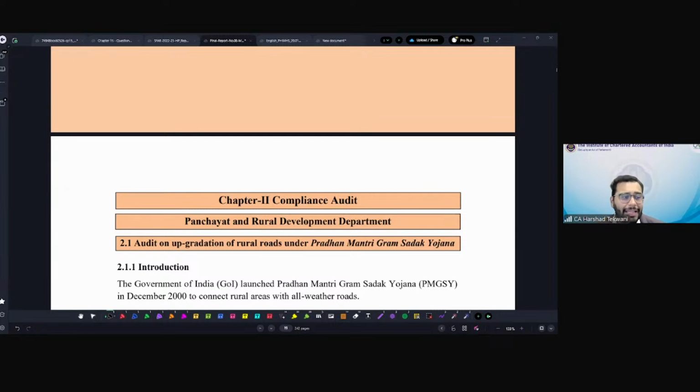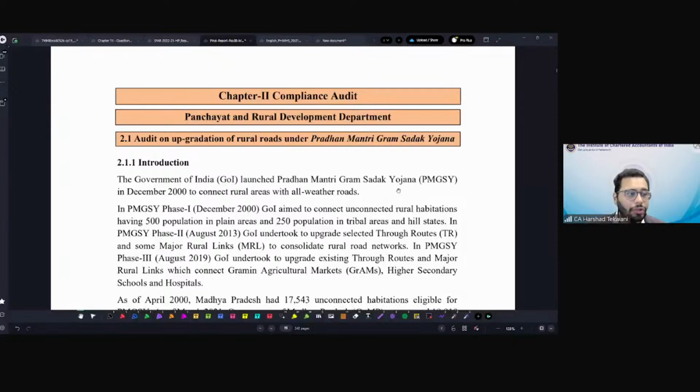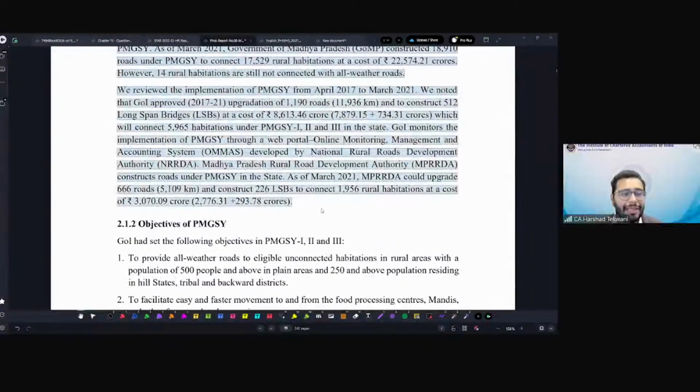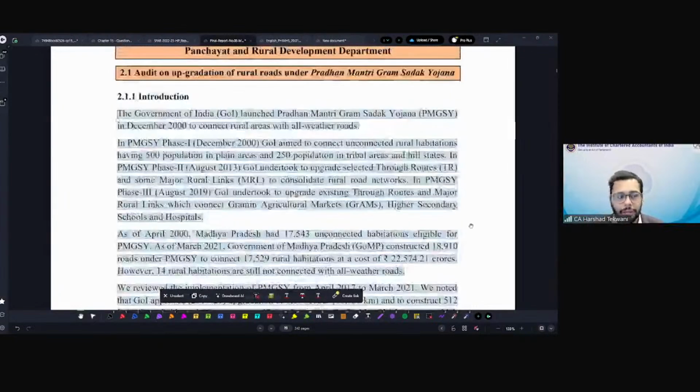After getting appointed, you go and get an understanding of the entity. Along with that, you identify whether you are able to perform that audit or not. Similarly, here also, this report shows you that only. First of all, this particular portion is nothing but understanding the entity. What is the program here?